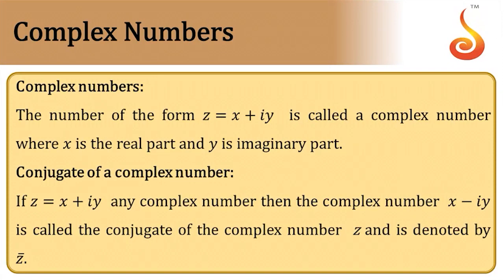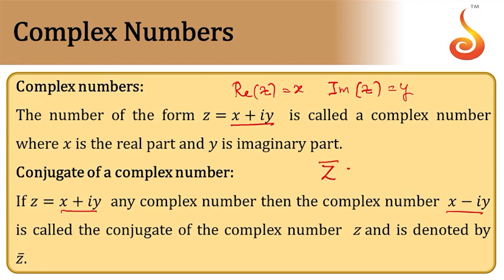Complex numbers, z equal to x plus iy. So real part of z, we call it as x. Imaginary part of z, we call it as y. Okay, conjugate of a complex number z is equal to x plus iy. Any complex number x minus iy is called the conjugate and is represented by z bar. z bar is equal to x minus iy.